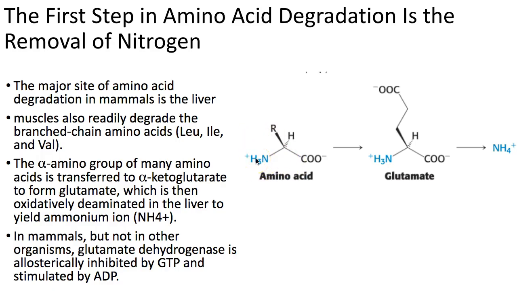And so it gets transferred to alpha-ketoglutarate to form glutamate. And then from there, there is a glutamate dehydrogenase that releases the ammonia and reproduces the alpha-ketoglutarate, ready to be transferred again with some amino acids to form some more glutamate. And so this glutamate dehydrogenase is inhibited by GTP and stimulated by ADP.